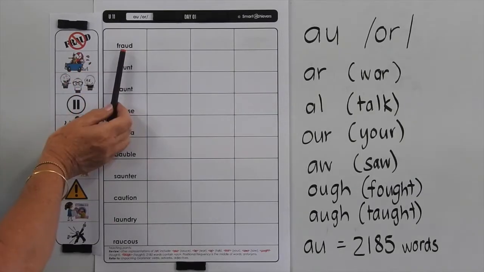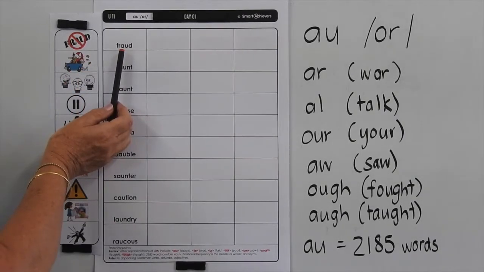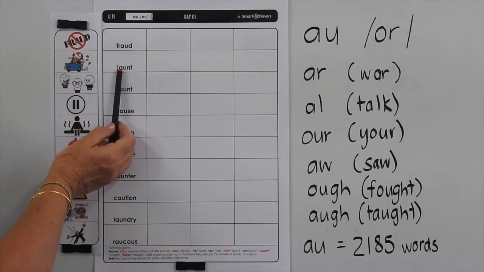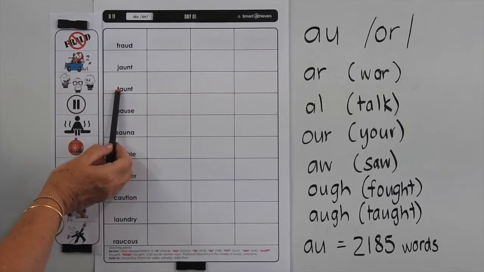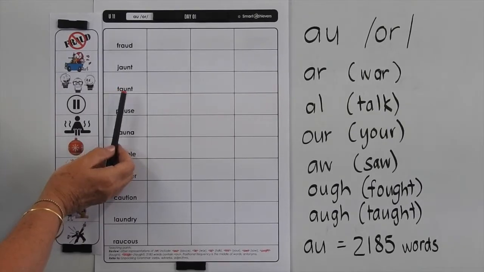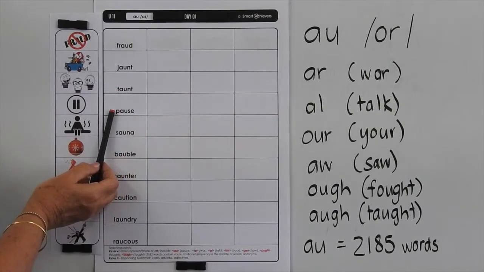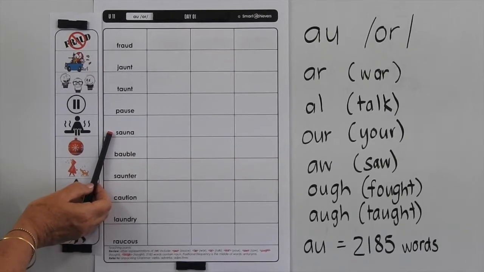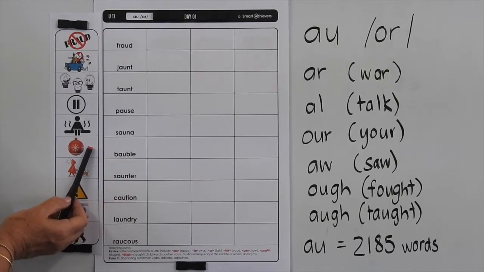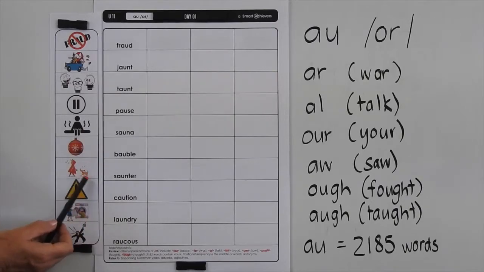Fraud is wrongful deception for financial or personal gain. A jaunt is a short outing for enjoyment. Taunt is jeering or mocking remarks. Pause is to stop temporarily. A sauna is a small room kept at a high temperature. A bauble is a decoration or trinket, often a small ball we hang on a Christmas tree.